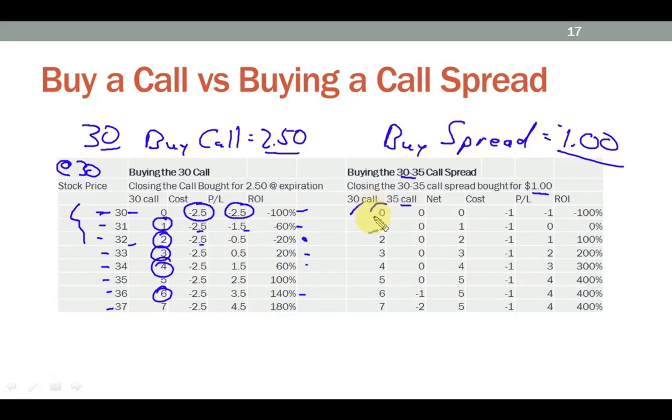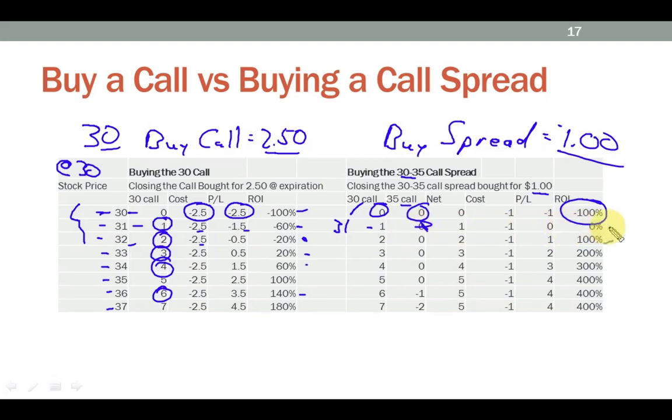On the 30 call, the 35 call is worth nothing. What do you lose? 100%. But if the stock goes right to 31, so now this is the stock at 31, what's the 30 call worth when the stock's trading at 31? It's worth $1. The 35 call goes out worthless.